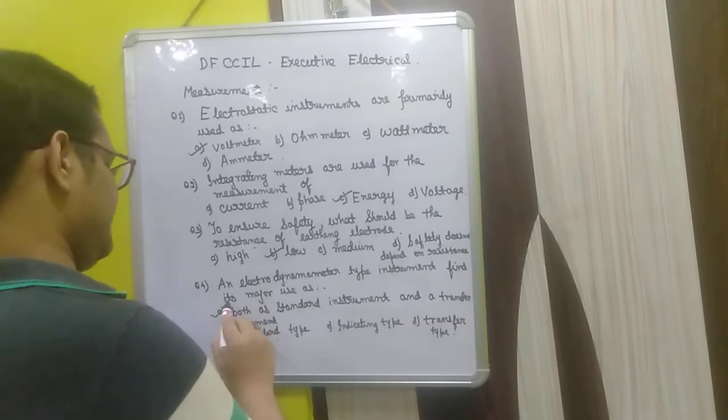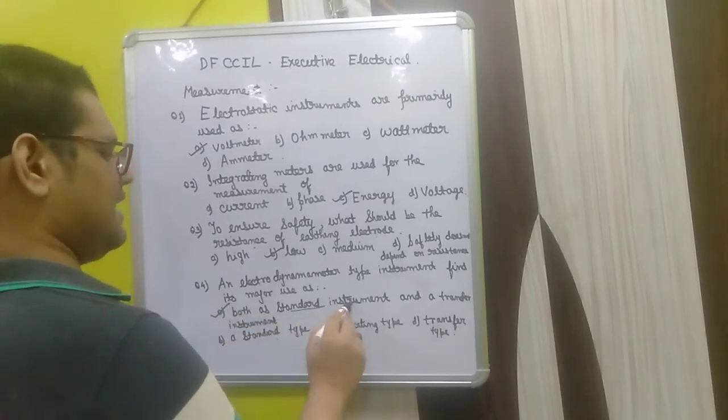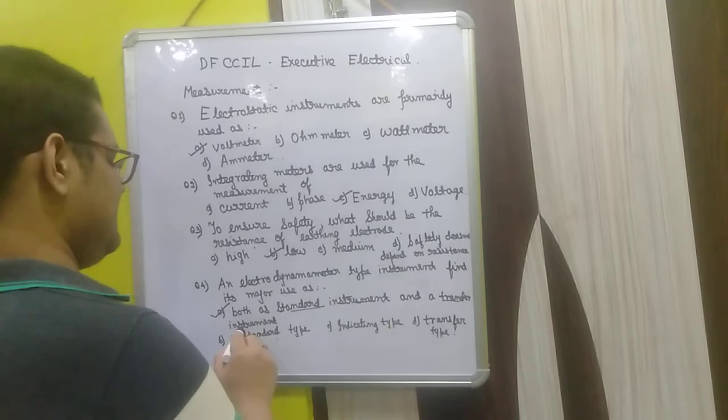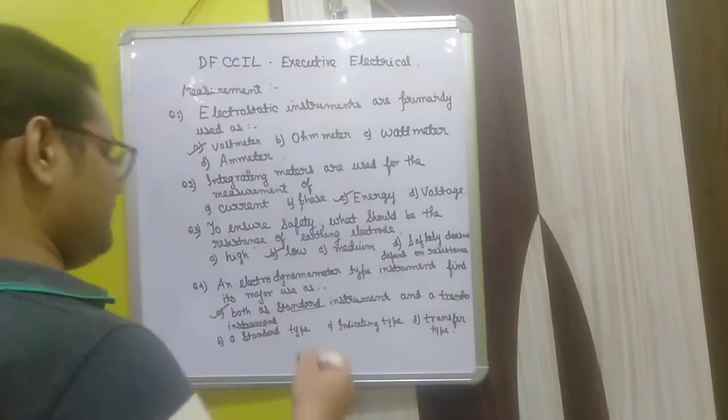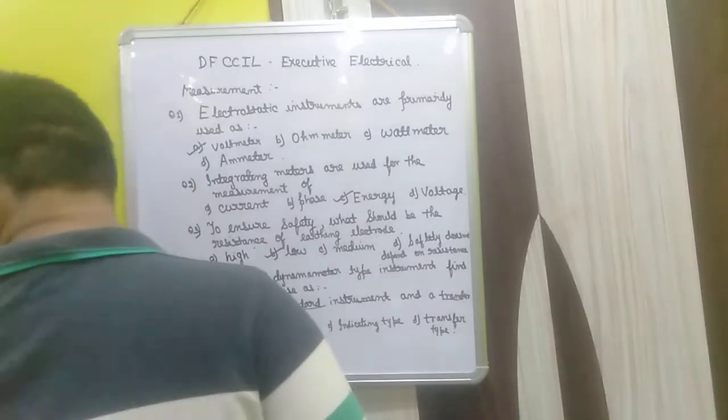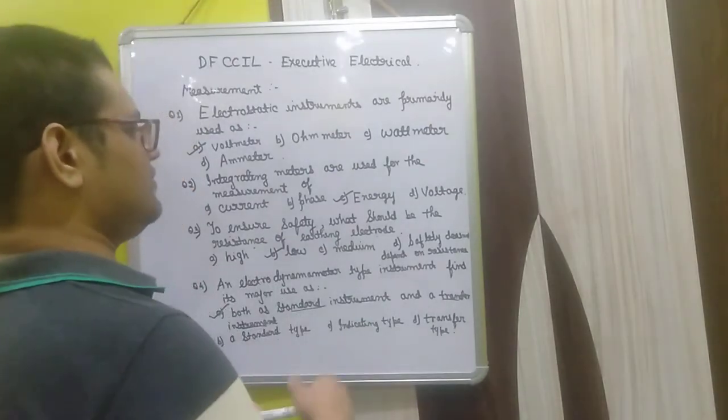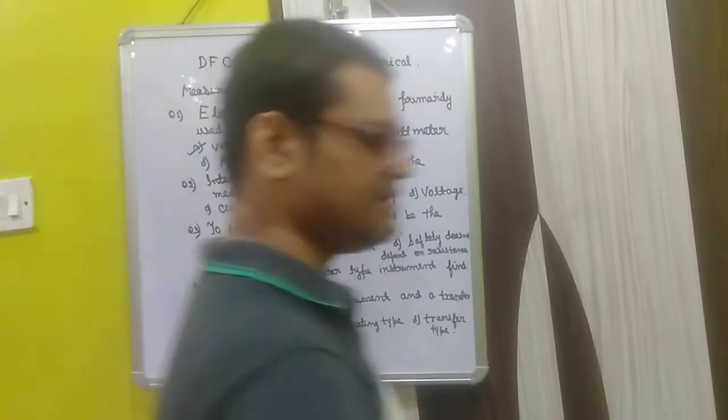In these options, for the electrodynamometer type instrument, it will be option A. It is used as both a standard instrument as well as a transfer instrument. So I hope it is clear now. These four are totally theoretical questions. Now I go to the fifth question which came in the examination.